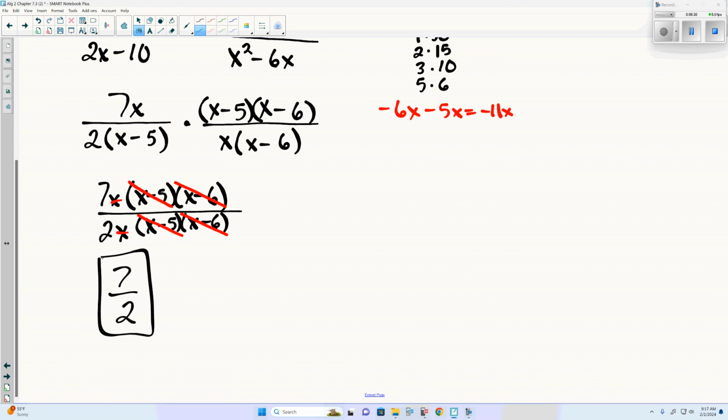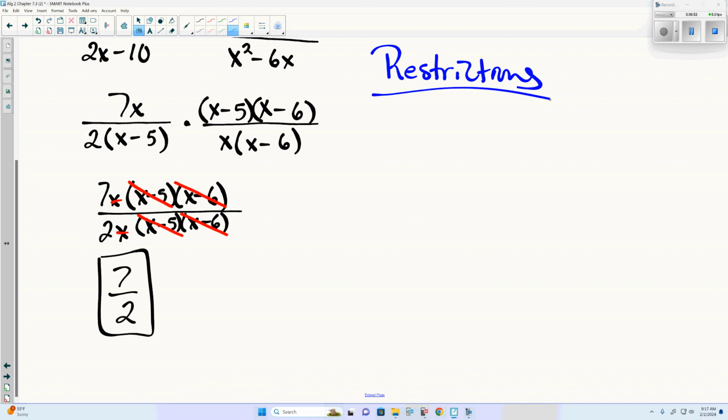Now again, I said that our keep, change, flip was the one main difference between multiplication and division. And then I added kind of a subnote saying that really there's 2. And the other one, I'm going to erase this here for writing room, comes with our restrictions. Restrictions, because again, we said the denominator cannot be 0. We cannot divide by 0, correct?